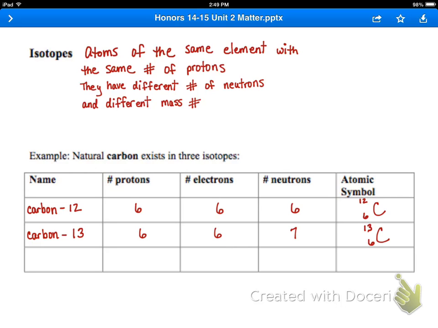You can also have carbon that instead of having 6, has 7 neutrons. It still has 6 electrons. It still has 6 protons. But this is carbon 13, mass number of 13. And then the symbol is 13 on the top, again 6 on the bottom. Carbon 14 has 8 neutrons and a mass number of 14.